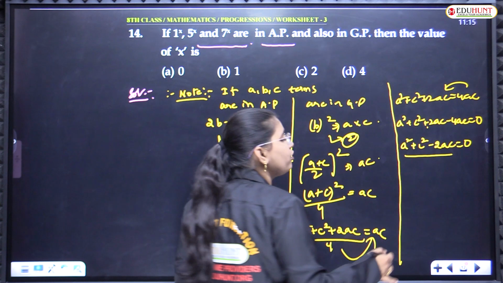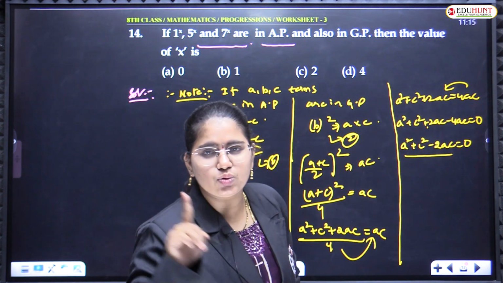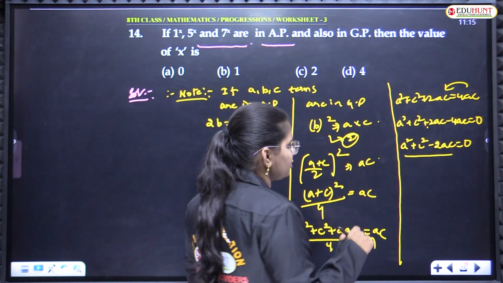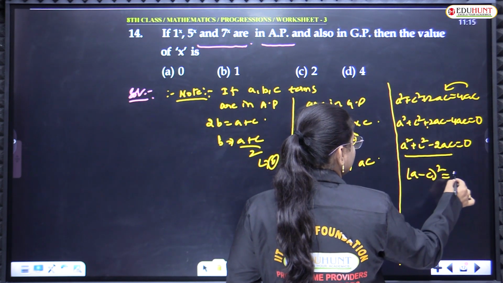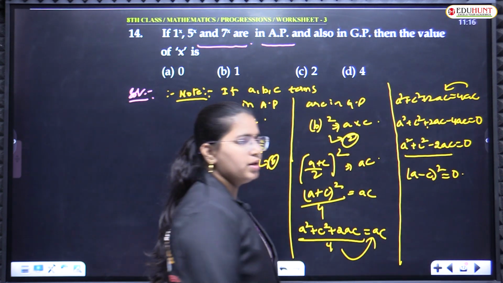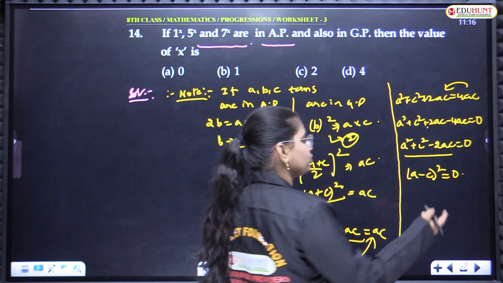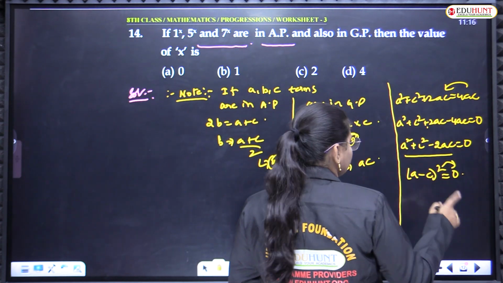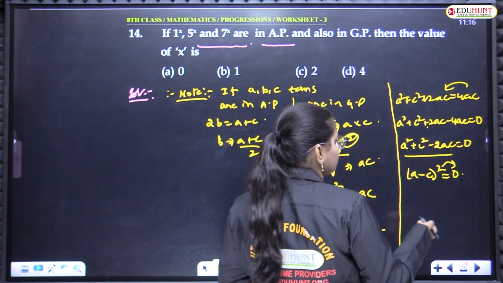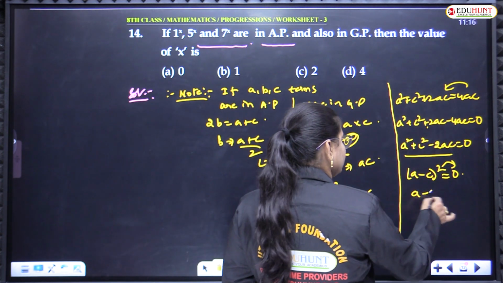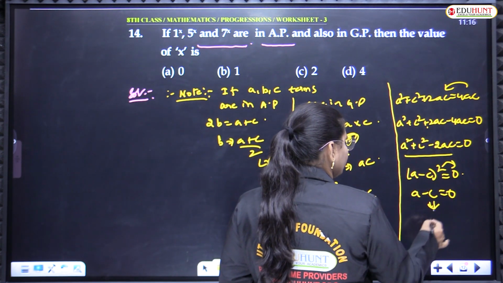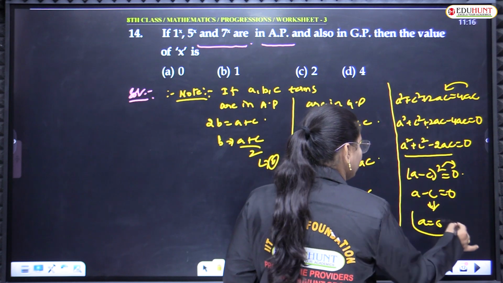This is the formula for (A minus C) whole square. Excellent. So (A minus C) whole square is equal to 0. Transfer the square to that side: A minus C is equal to 0 to the power 1 by 2, and root 0 is 0 again. So A minus C is equal to 0. From this, we get A is equal to C.